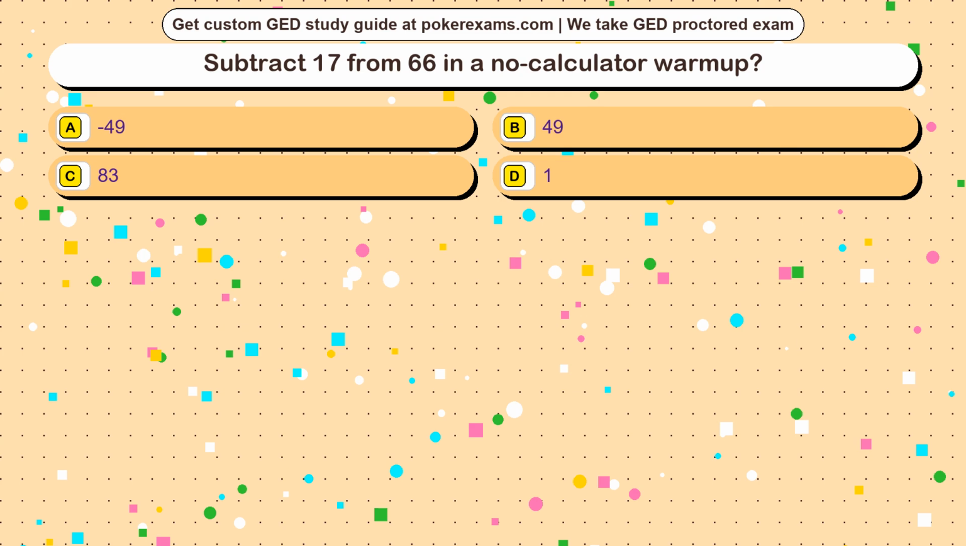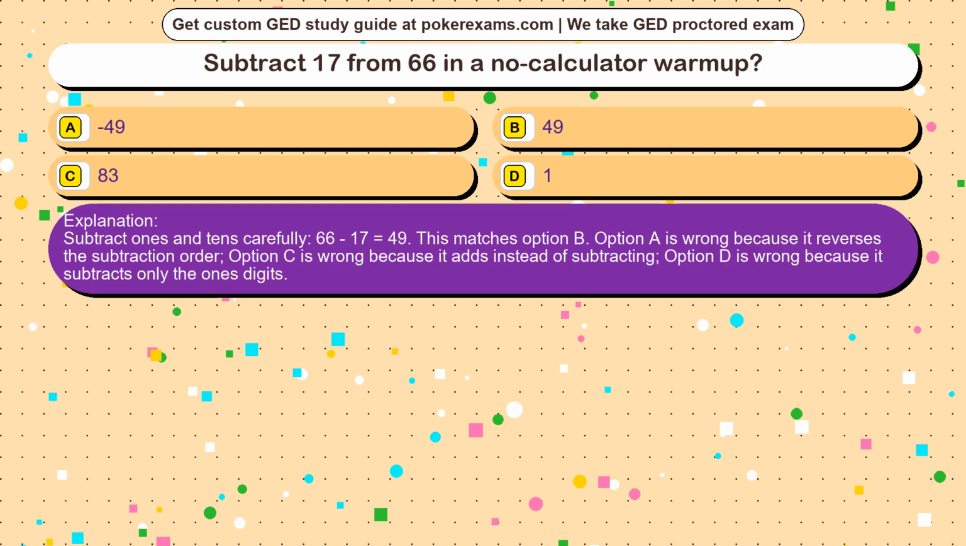The correct answer is option B. Subtract 1s and 10s carefully. 66 minus 17 equals 49. This matches option B. Option A is wrong because it reverses the subtraction order. Option C is wrong because it adds instead of subtracting. Option D is wrong because it subtracts only the ones digits.